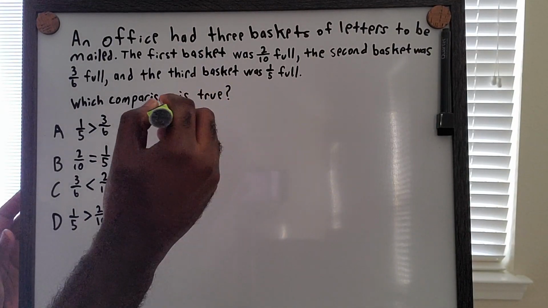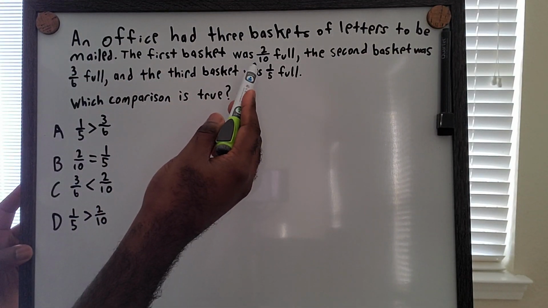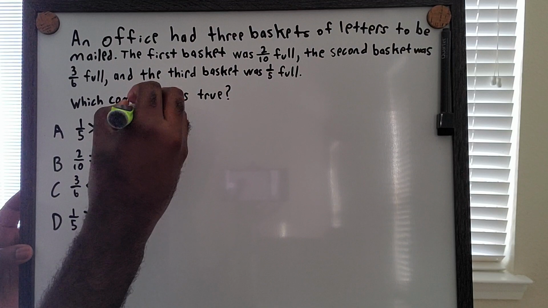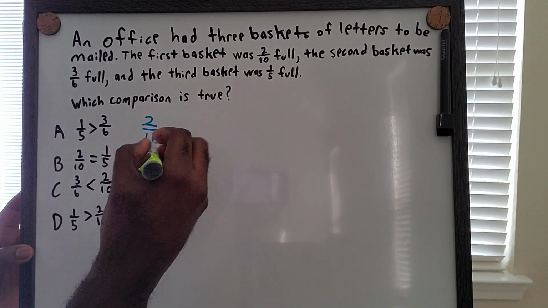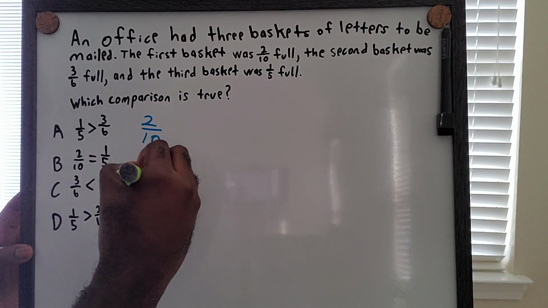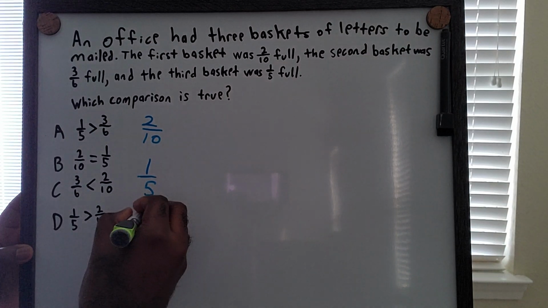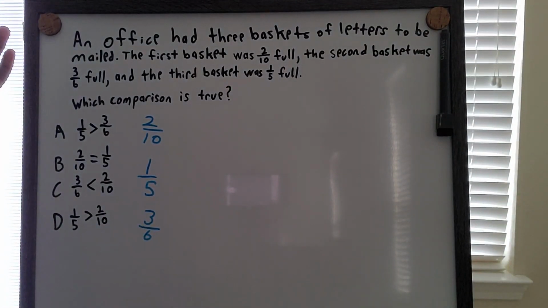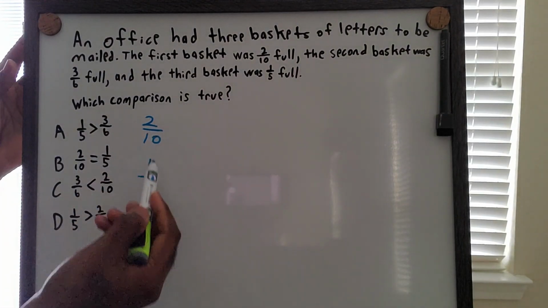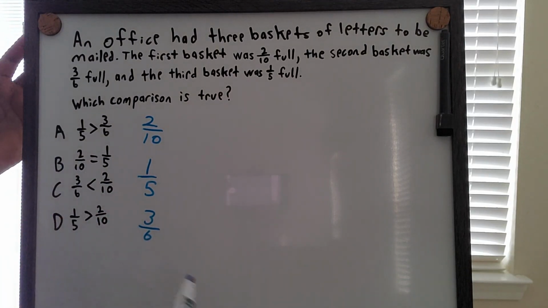So we have 3 numbers. We have 3 fractions. These are still numbers, but they're called fractions. 2/10, 1/5, and 3/6. So these are the 3 numbers that we need to compare. I think it's much easier to compare these 2, and these 2 take up 2 of our answers, B and D.